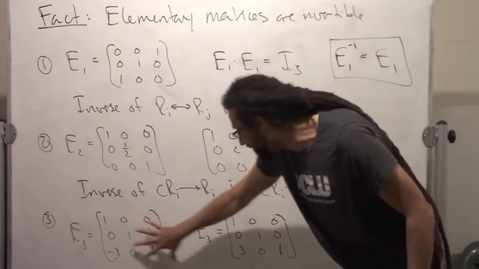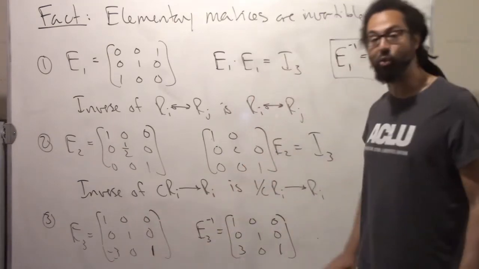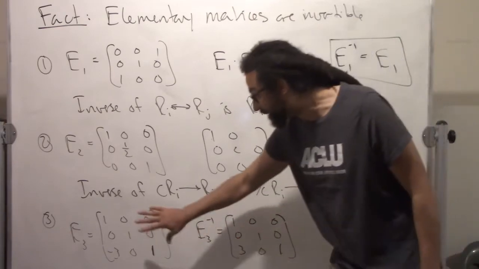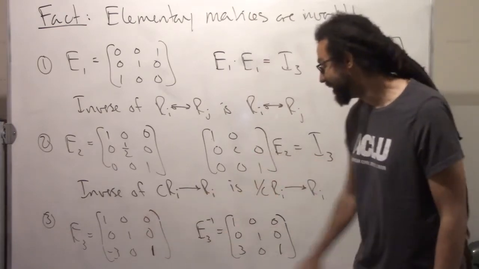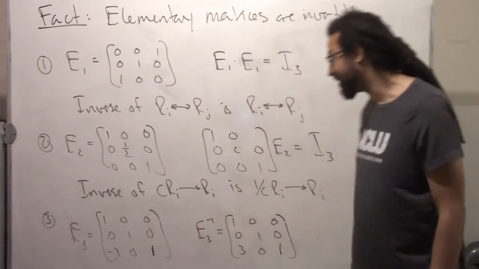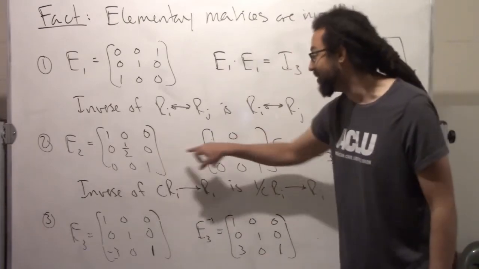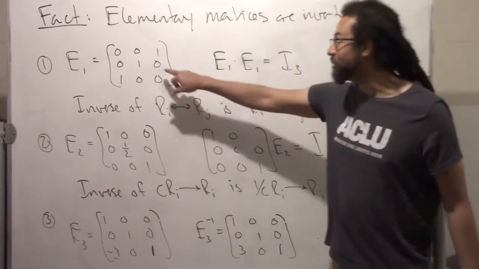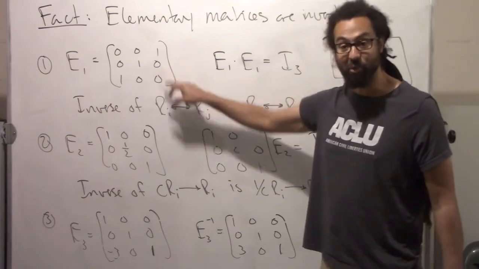If you multiply these two things together, you will get the identity. In fact, it would be a good exercise for you to go through and check that if you multiply these two things, you get the identity. If you multiply these two things, you get the identity. If you multiply this thing with itself, you also get the identity.